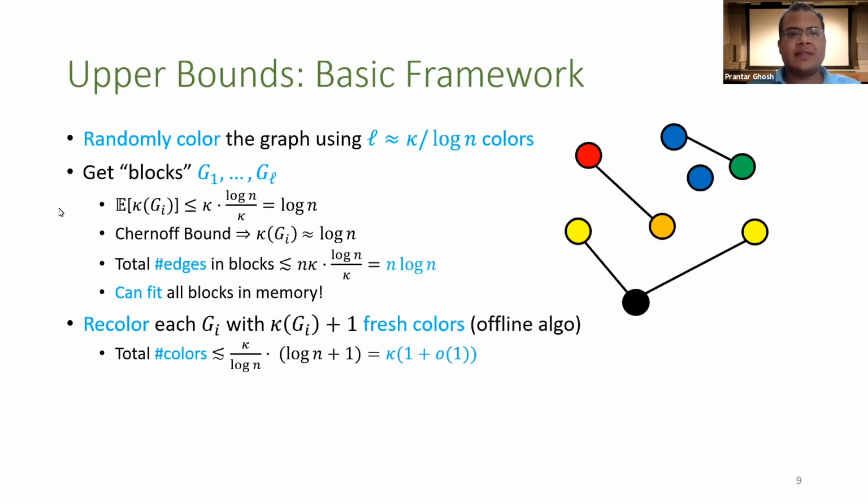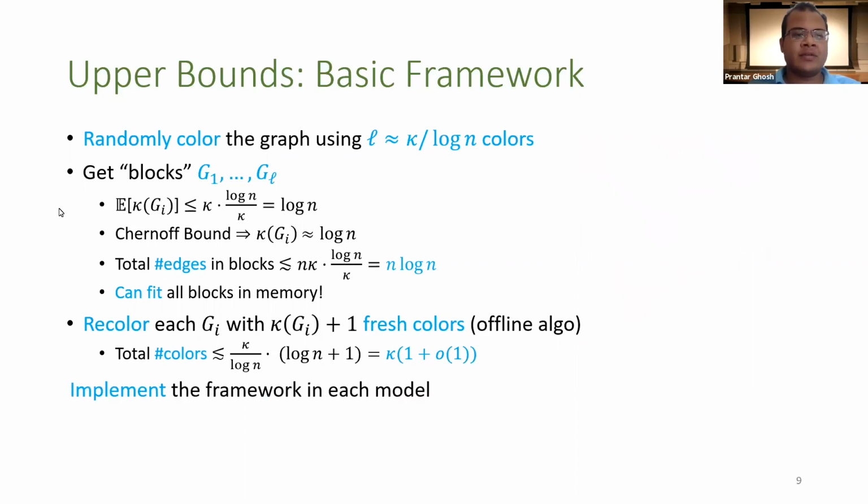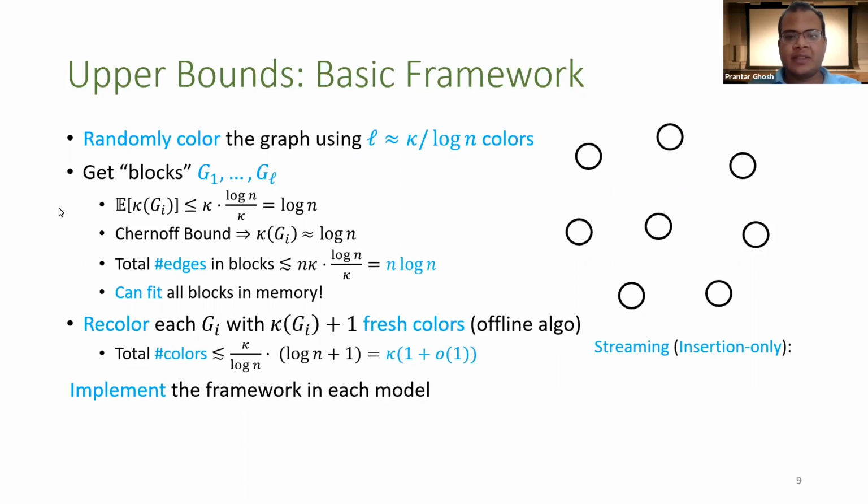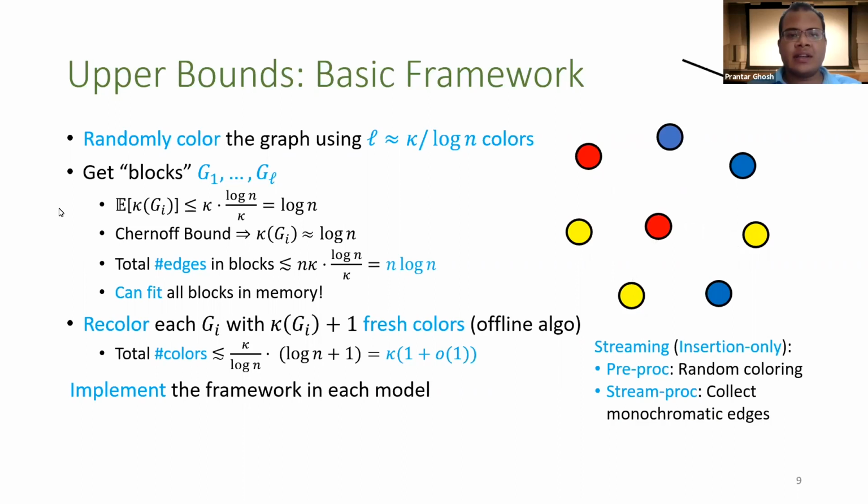Now this is the basic framework that we use in all our algorithms. And now we just need to carefully implement this framework in each of the models. Consider, for example, the simple insertion-only streaming model. We would randomly color the graph in the pre-processing step. Then, during stream processing, we would collect only the monochromatic edges. Therefore, we collect the monochromatic subgraphs, that is these blocks G1 to GL, which would take up n log n space by this edge bound. And therefore, we can do this in semi-streaming space.